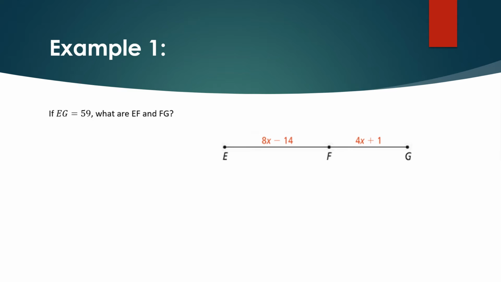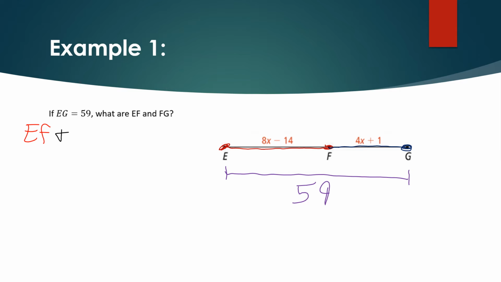Example 1. All right, so this is our first example that we're going to probably have to do a calculation for. They tell me that EG, so EG is the whole length here, is 59. And they want me to find the length of EF and FG. So EF is this part of the segment here, and then FG is this part right here. So according to the segment addition postulate, EF plus FG should equal all of EG.